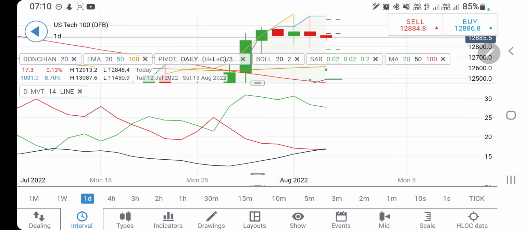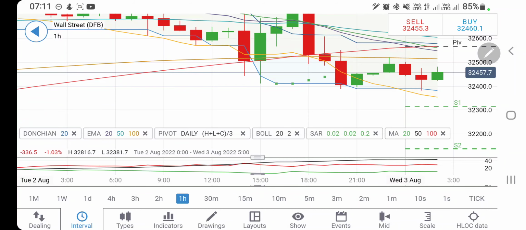And yes, you can take a long entry at 12,950 now. Beyond that, 13,200 and 13,500 levels should be achieved, and specifically be watchful of 13,800 and 13,100. Beyond 13,100 it is going to fly. Take your positions accordingly. Now let's have a look at Dow Jones.